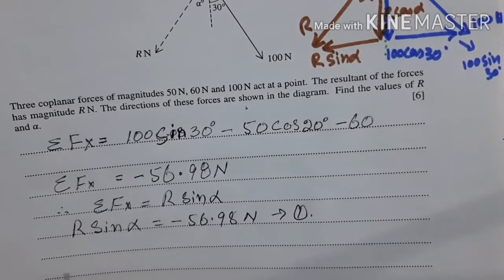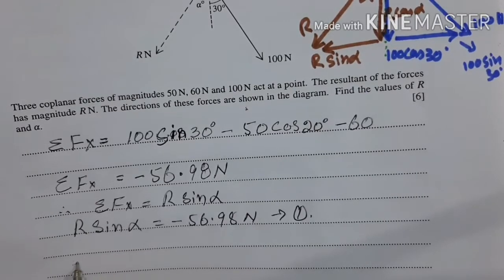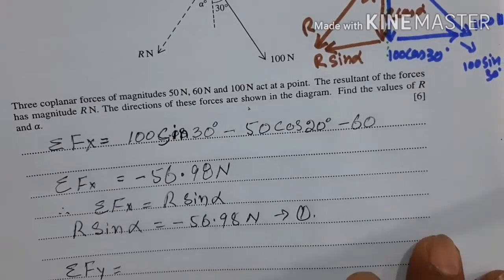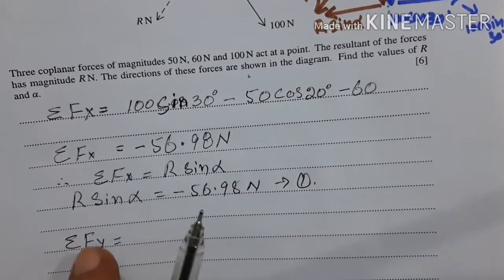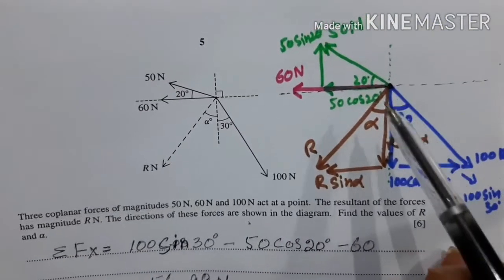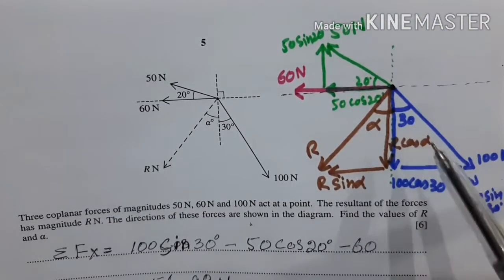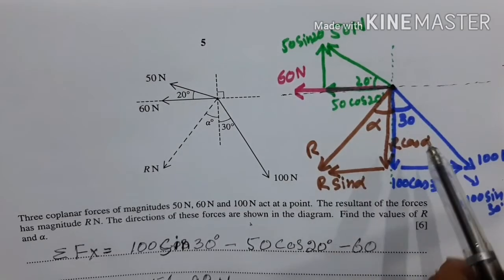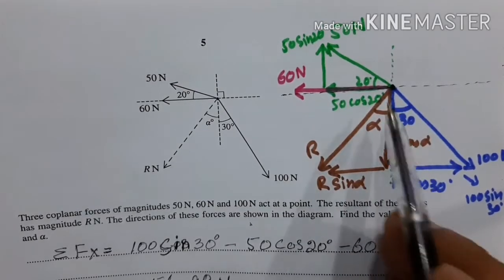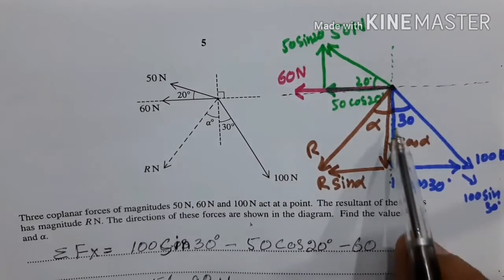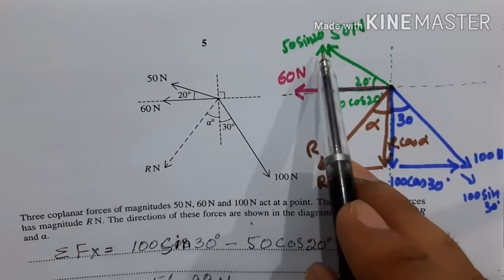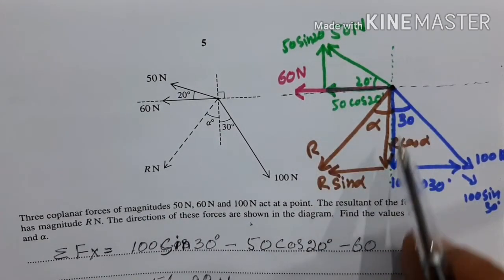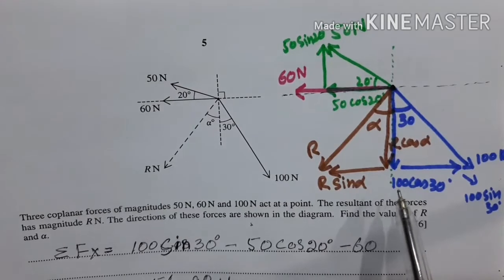In the same way, now I'll find sigma Fy, meaning the sum of all the vertical components of the forces. So what are the vertical components? There are two vertical components. We'll forget the resultant force for the moment. One is 100 cos 30 and one is 50 sin 20. All the upward forces are considered positive, and all the downward forces are considered negative.